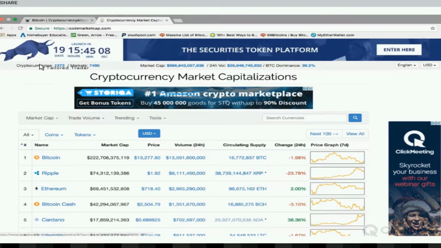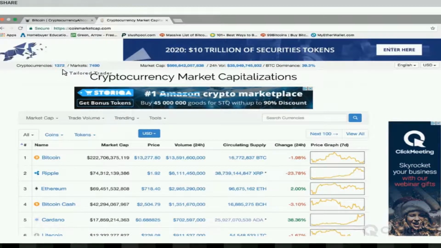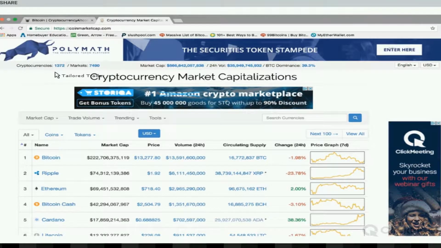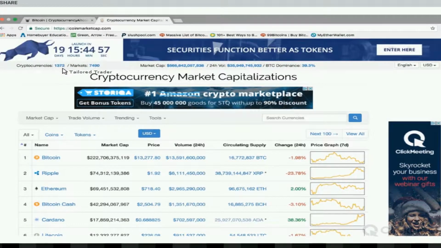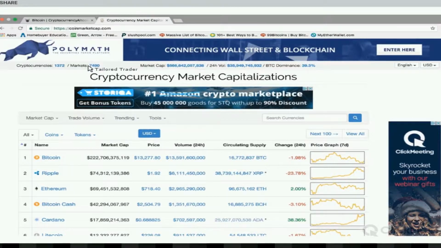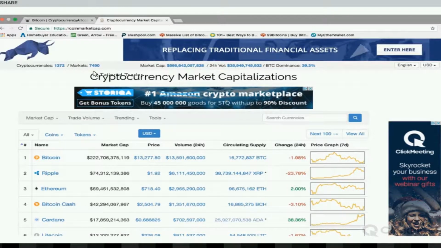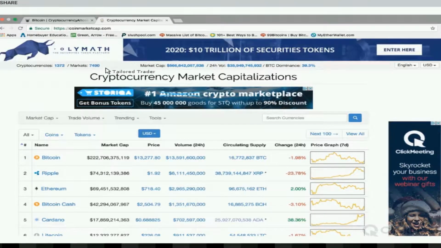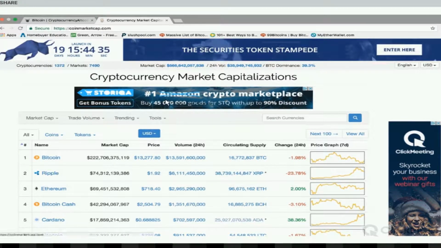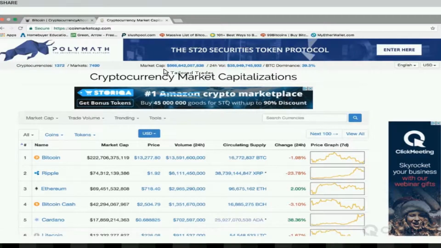If you can see over where my mouse is hovering at this point, you can see cryptocurrencies. This gives you the number of cryptocurrencies that are actually in the market right now, and the market as a whole. That's 1,372 different cryptocurrencies, coins, and tokens in total at this point in time. And the markets right next to it gives you the number of exchanges or places where you can trade these different cryptocurrencies. And at this point in time, there's 7,490 different exchanges that you can go ahead and trade all these different cryptos. It also gives you the market cap, the total market cap of the industry.